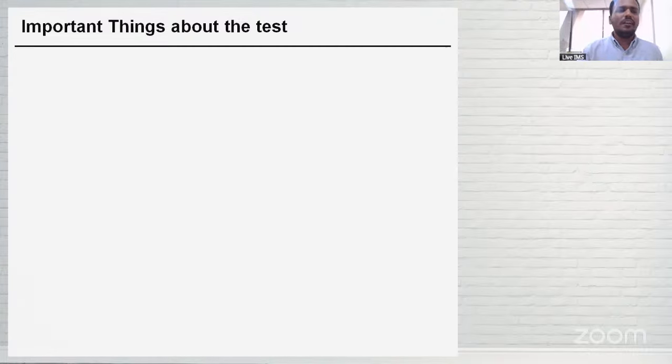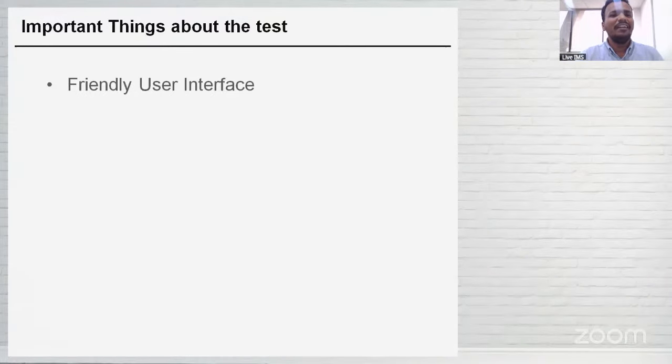Okay, so guys, let's talk about the important things about this particular test. As we have already talked about, the user interface was quite friendly. That is the good thing about Christ University, that you don't have to struggle while identifying the questions and the rest of the things.